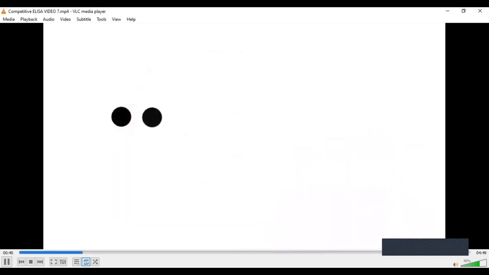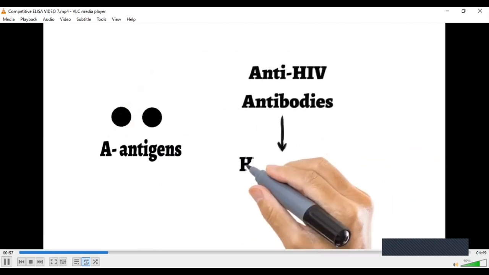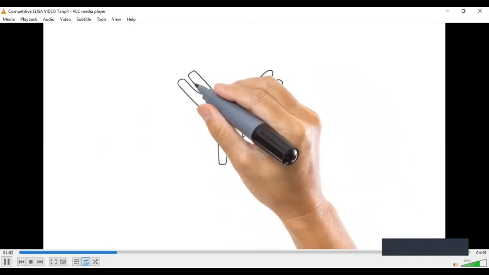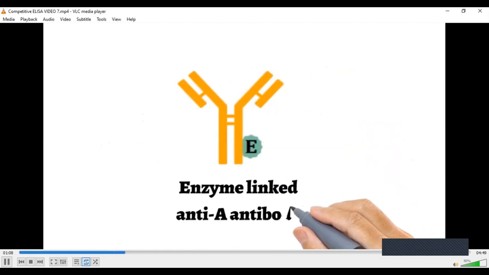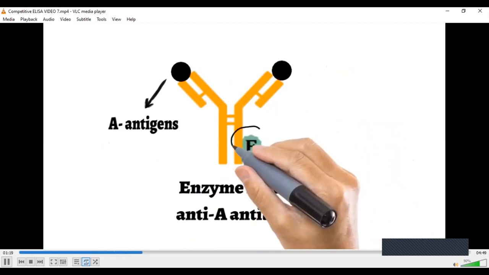For this, we will require A antigen in this case. Means you must have the antigens specific to the antibodies whose concentration is to be determined. For example, if you want to determine the concentration of anti-HIV antibodies from the sample, you must have HIV antigen with you. Second and the most important thing that you must have is the enzyme-linked anti-A antibody. This antibody also binds to the A antigen like the antibodies which are present in the sample. But these antibodies are coupled to the enzyme.